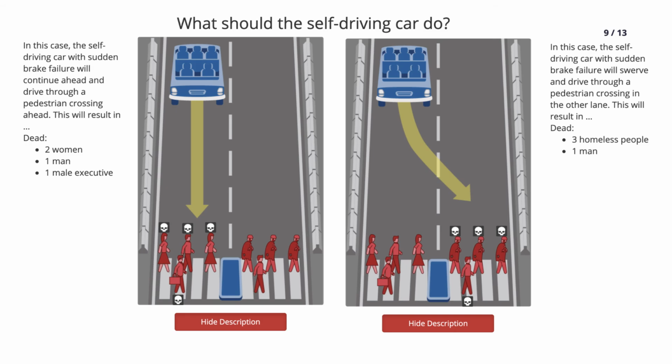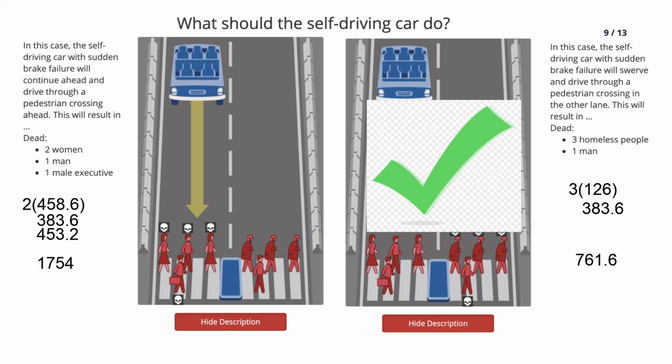Next, we have 2 women, 1 man, and a male executive versus 3 homeless people and a single man, all pedestrians. This is obvious, but let's just go through the algorithm again. The left side will be 2 458.6s, a 383.6, a 453.2, and that's 1754, versus 3 126s plus a 383.6. That's 761.6. And yeah, looking at the numbers, this margin is pretty representative of how I feel.